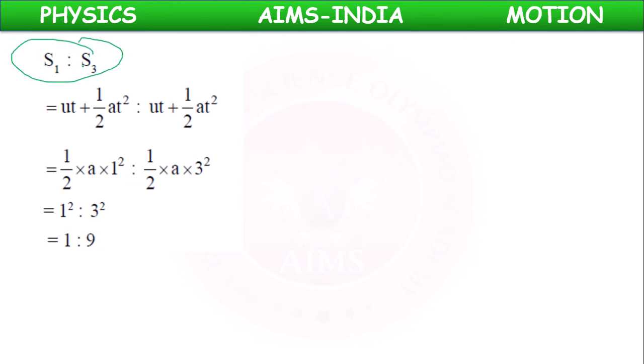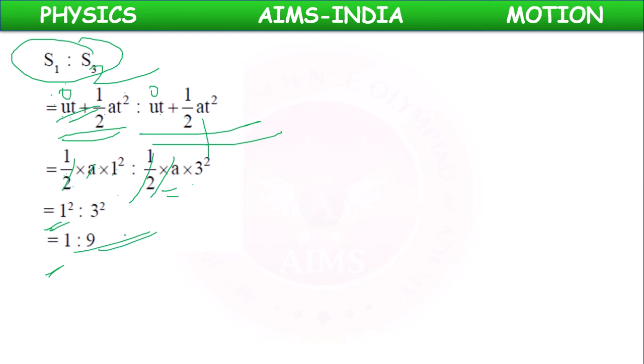So S1 is to S2 equal to, using the formula ut plus half at square. Since it is starting from rest, u is 0, so 0 into t becomes 0, leaving half into a into t square. In the first case, time is 1 second. In the second case, time is 3 seconds. Half cancels, a cancels. 1 square is 1, 3 square is 9. So the ratio is 1 is to 9.